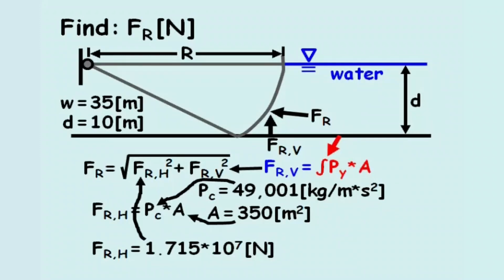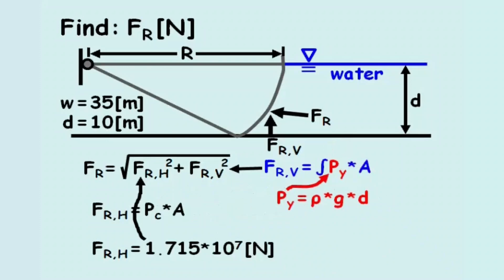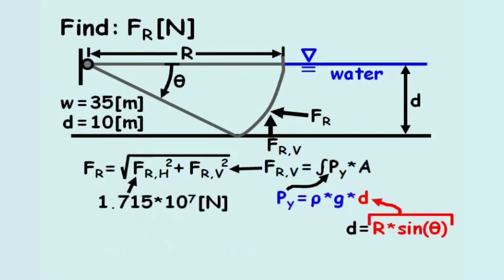In this equation, Py equals rho times g times the depth d. And we'll define the depth d equal to r times the sine of angle theta, where theta is defined as the angle inside the gate as shown. The area, A, equals the width times the depth, where, again, d equals r times the sine of angle theta.